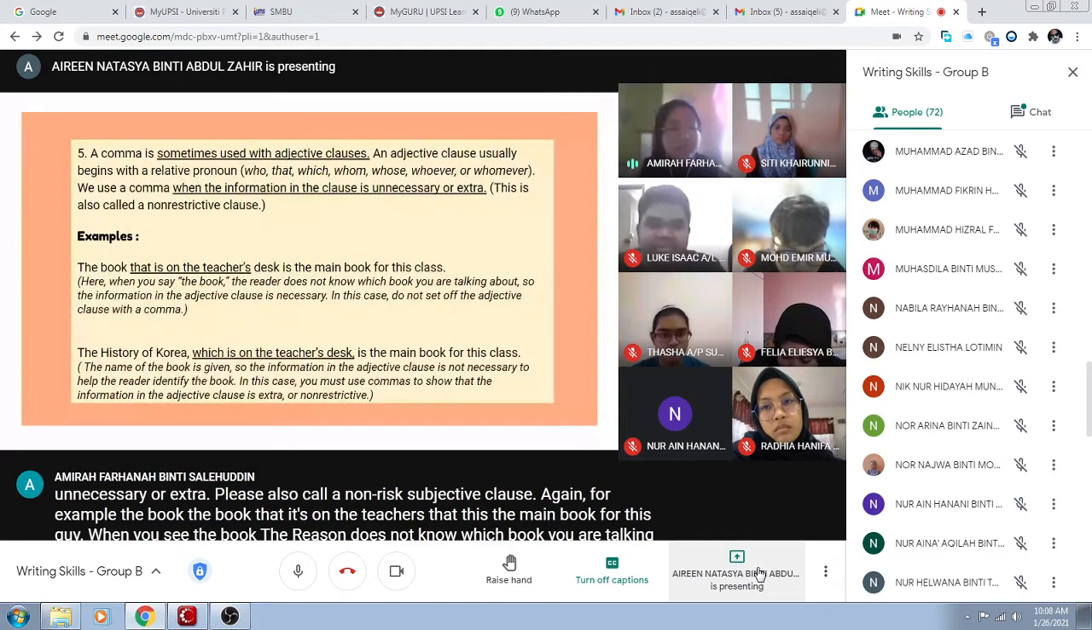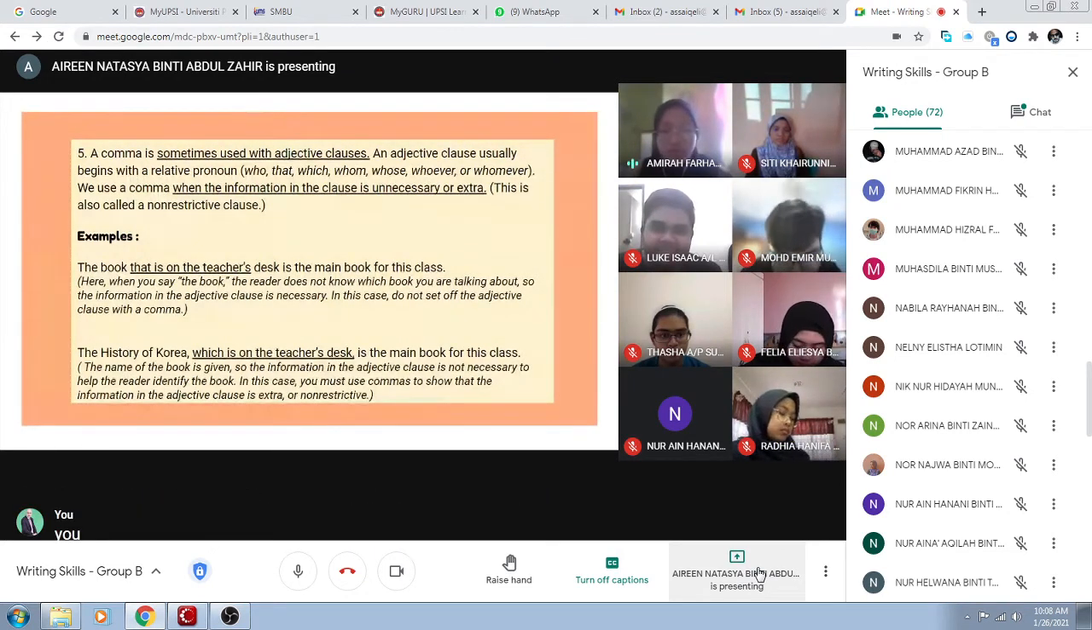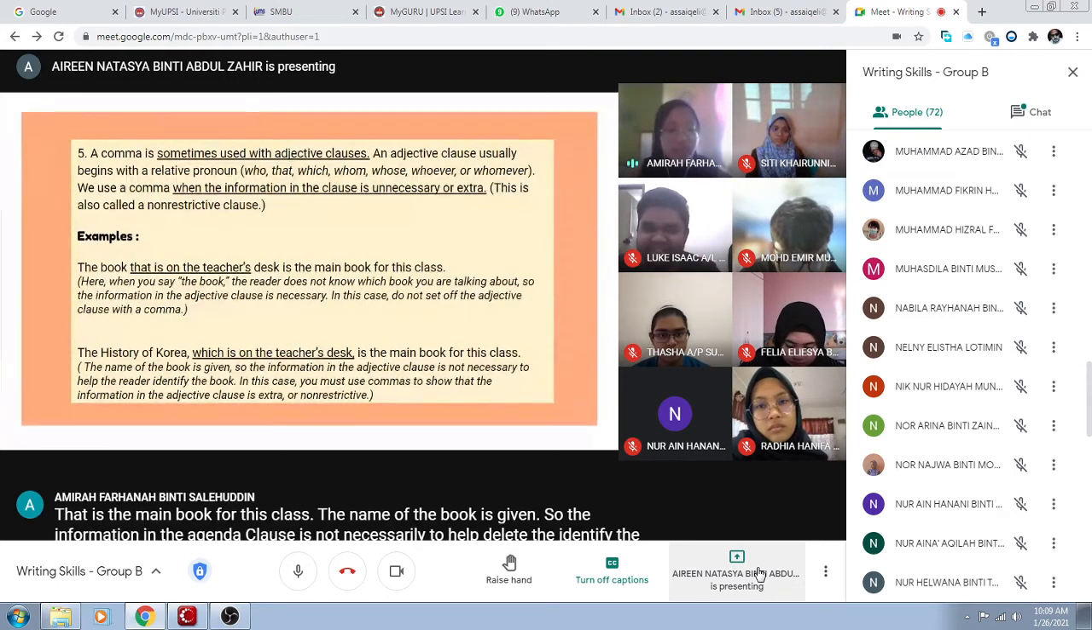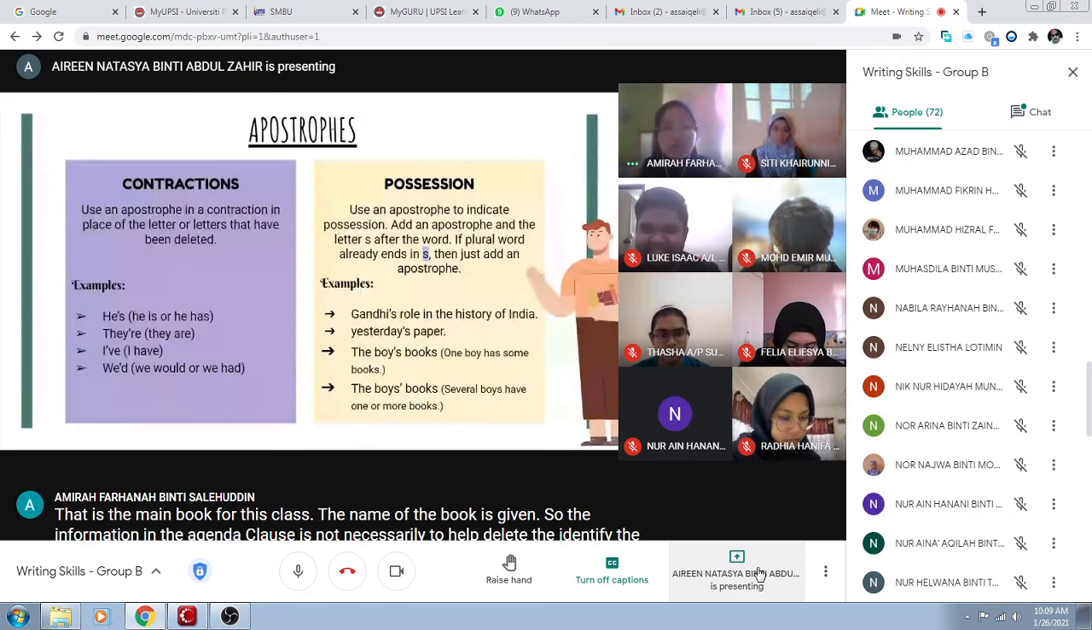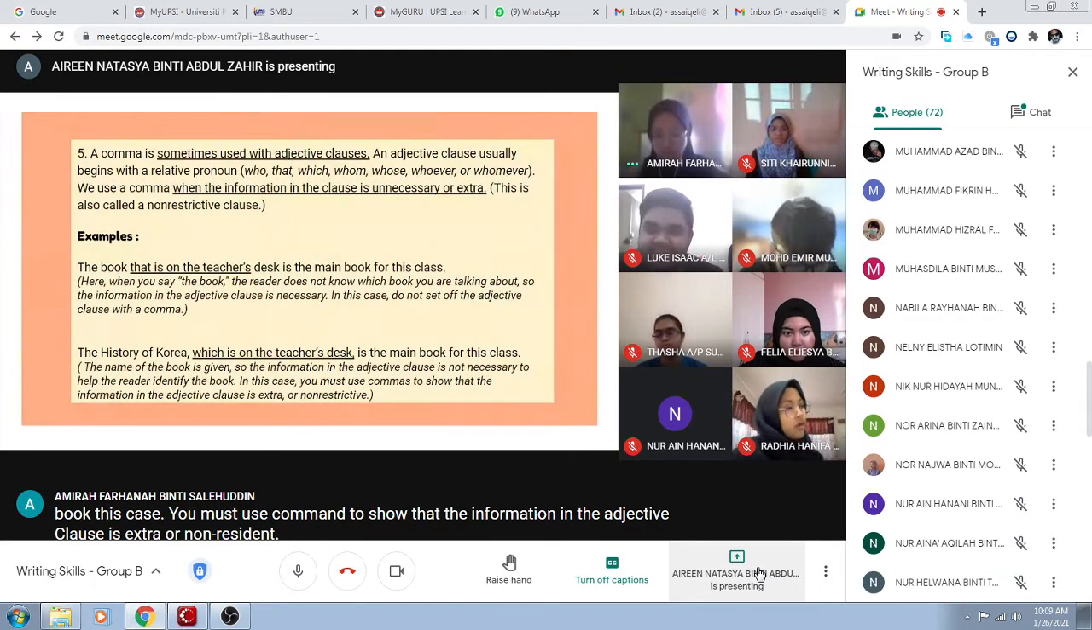For the next example, the history of Korea, which is on the teacher's desk, is the main book for this class. The name of the book is given, so the information in the adjective clause is not necessary to help the reader identify the book. In this case, you must use commas to show that the information in the adjective clause is extra or non-restrictive. So if information is necessary, no need for the commas.